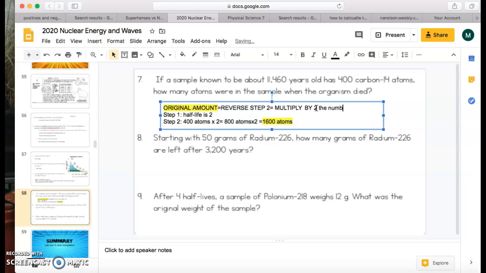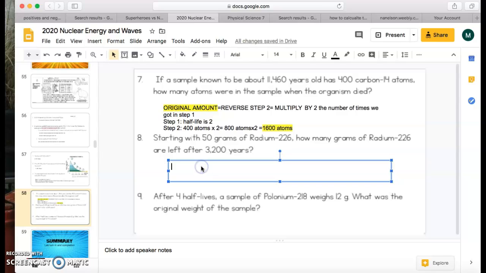Let me be clear here: multiply by 2 the number of times we got in step 1. Because remember, the number of half-lives could be 3. That would just mean we multiply this number by 2, 3 times. Okay? So let's do this one. Starting with 50 grams, and we're going to use that chart.